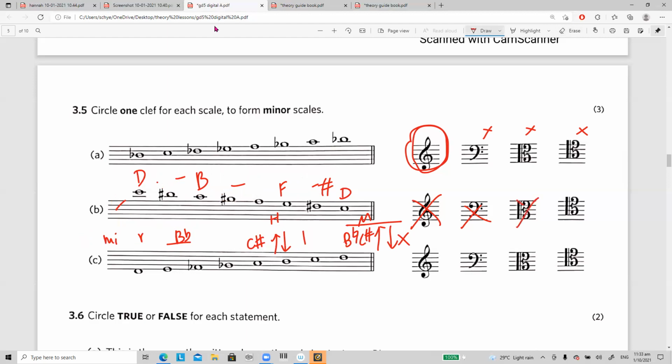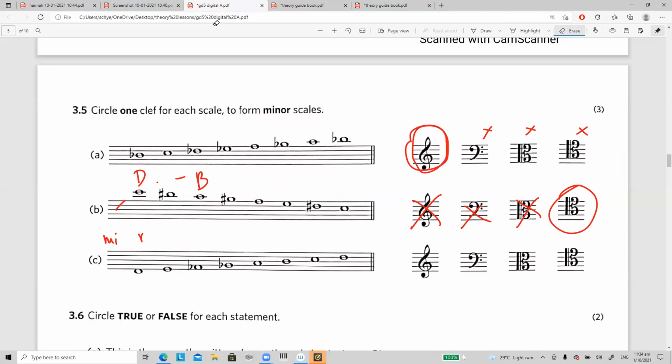So if the first 3 are wrong, that means the last one is the answer. So you can save your time by just circling the answer. And after you finish the whole paper, you can come back to this question and check the answer again, okay? So for the time being, you can just save your time.